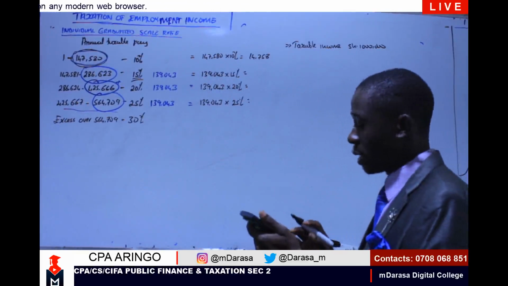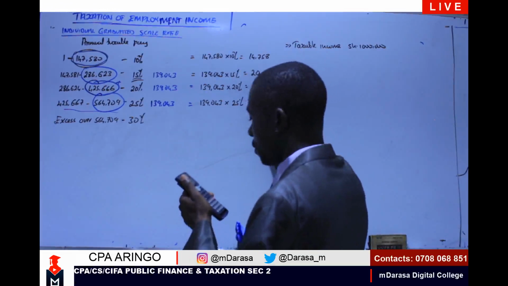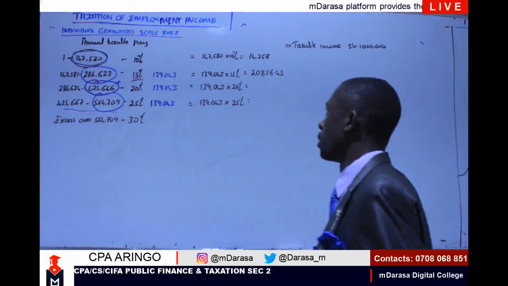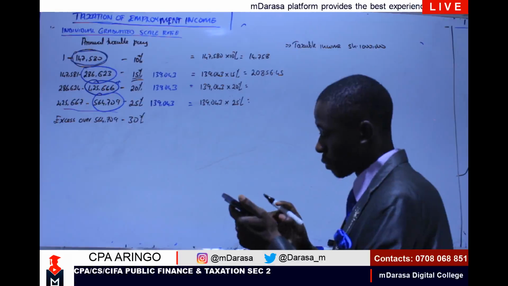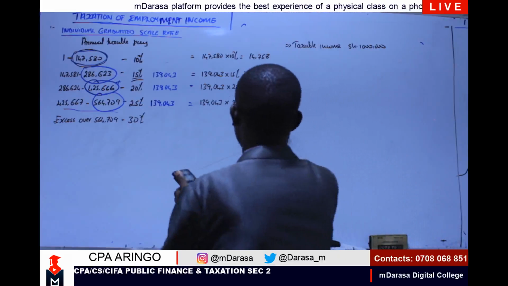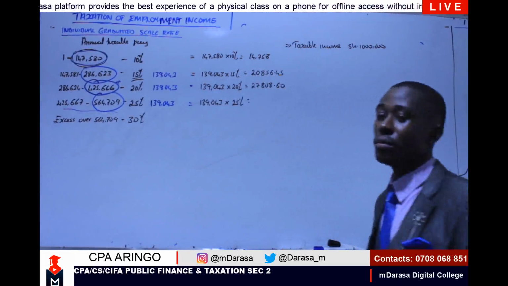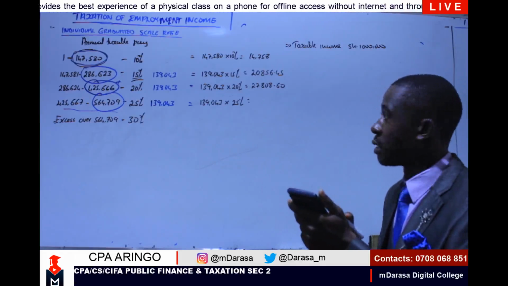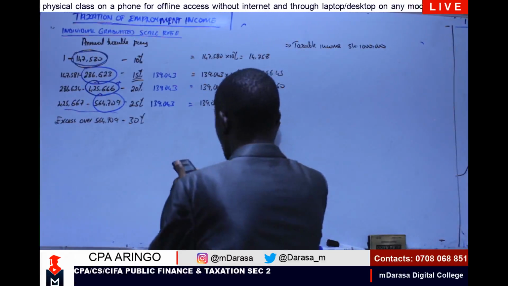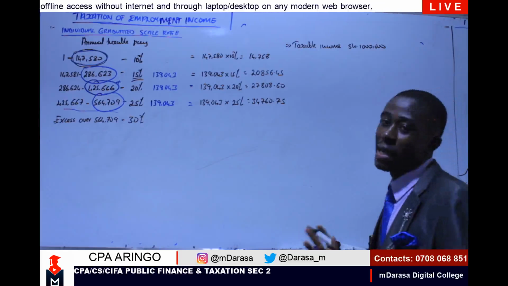So therefore, 139,043 multiplied by 15%, I should be talking of 20,856.45. 139,043 multiplied by 20% gives 27,808.60. The other one, 139,043 times 0.25, I should be talking of 34,760.75.